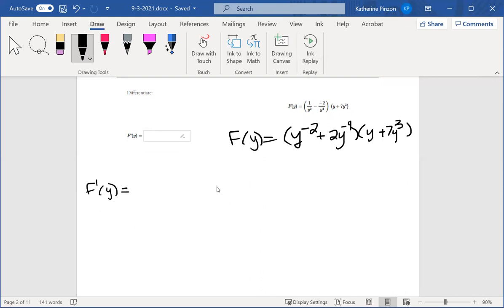We're going to find the derivative now. I didn't do any derivatives yet. Remember, we do all the rewriting and then we do derivatives.